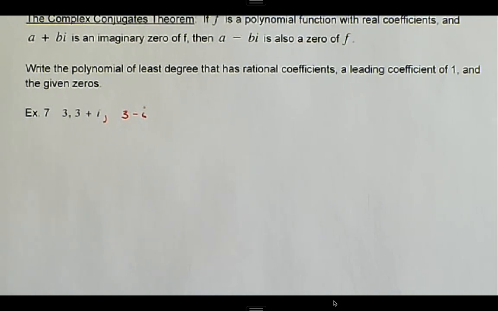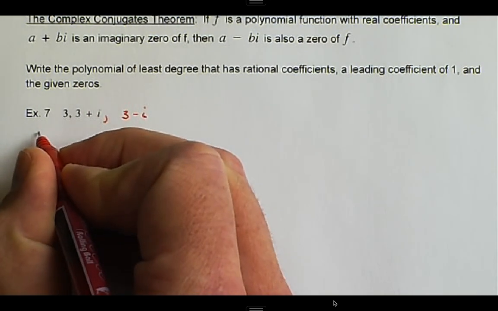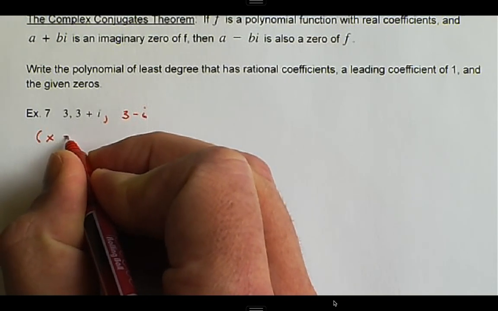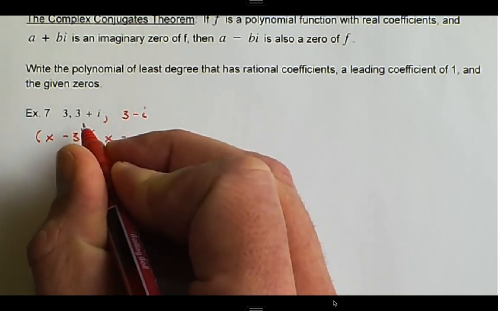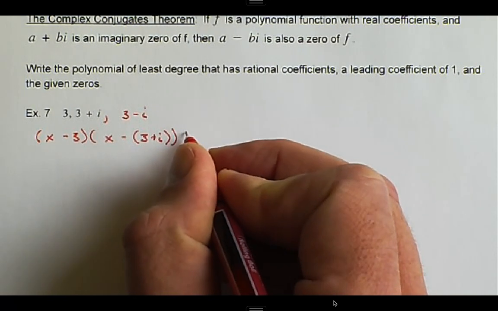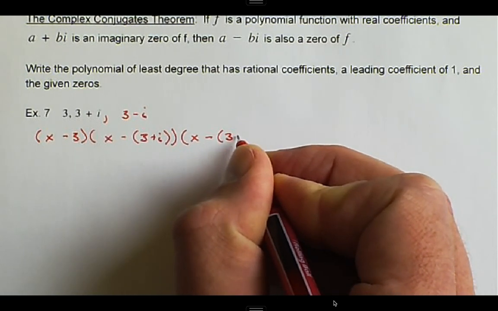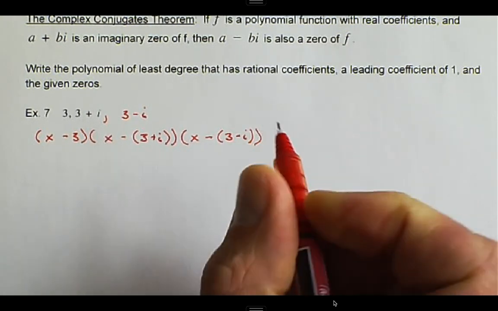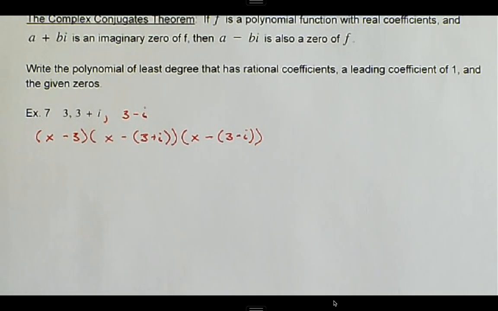So when we write this out, these are zeros. When we're writing out our zeros, we use the subtraction sign. So x minus 3 times x minus, now we have to subtract that whole thing, 3 plus i, times x minus 3 minus i. Okay, so 3 plus i goes here, 3 minus i goes here, and then we can start to multiply and then simplify this.